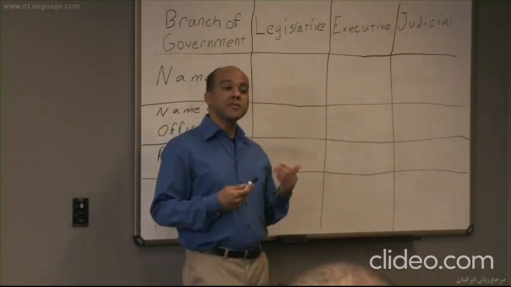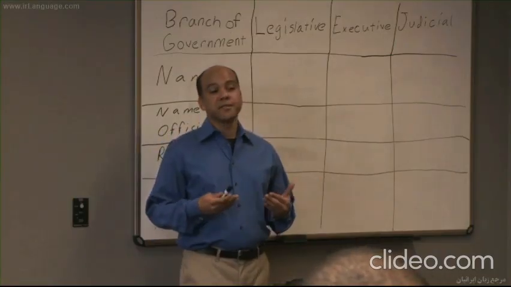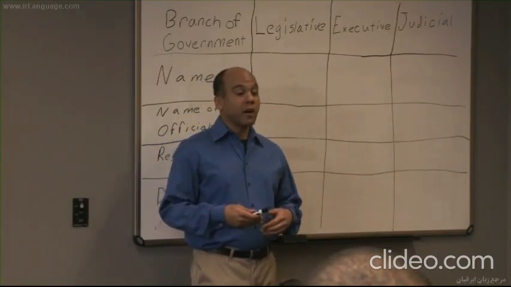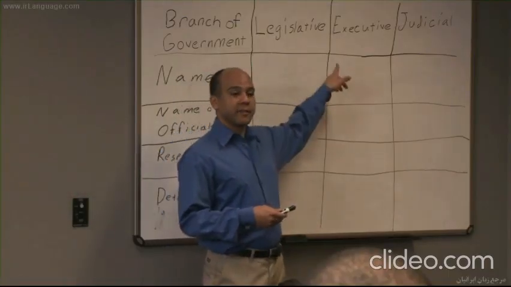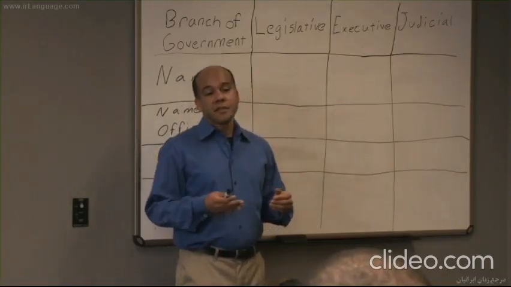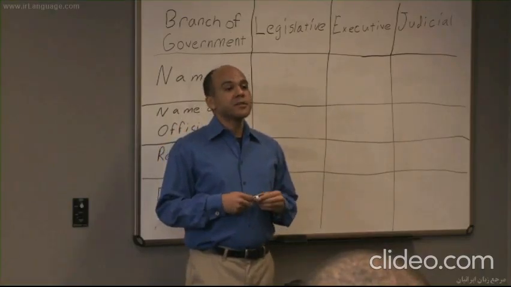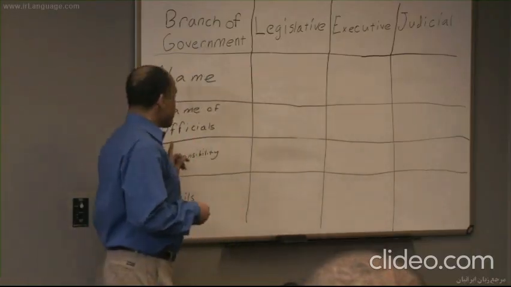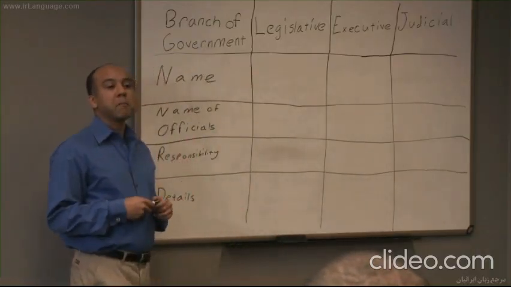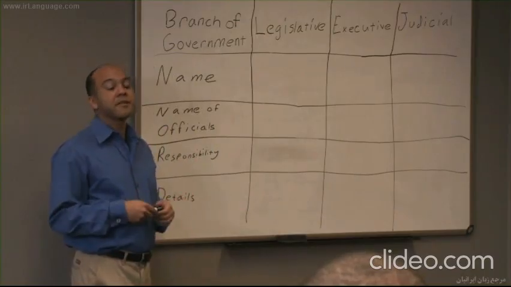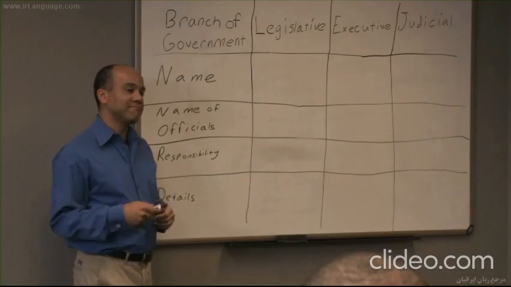All right, now as you can see on the board, the U.S. government has three branches, or parts, called the legislative, executive, and judicial. So let me start with the legislative branch, which makes the laws. So here on the left, where it says responsibility, I'm writing makes laws. I'll just fill in this box for you as an example. Okay.